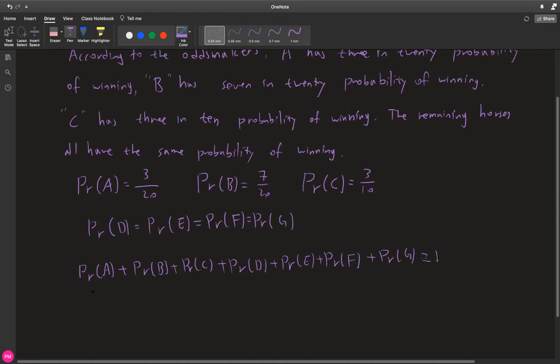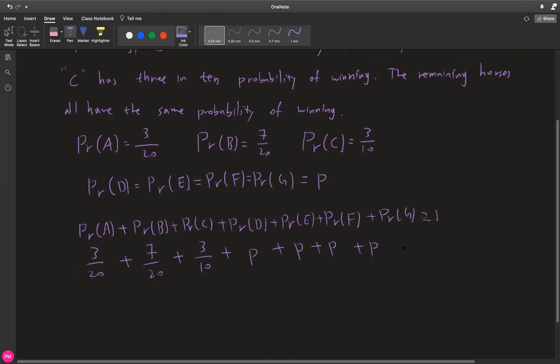So for probability of A, we know that it's 3 over 20, plus for B, we have 7 out of 20. For C, we know it's 3 out of 10, and we can write the rest like this. And let's assign it to be just a P, because it's going to take a lot of time just to write all 4 like this. So in this case, this is a P, whatever that assignment is, they're all the same. So we're just denoting it to be some probability P.